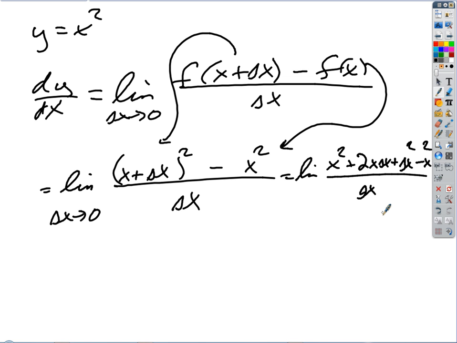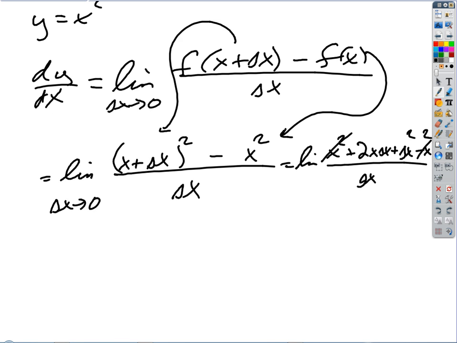On the top? The x squareds cancel. Good. Okay, we can cancel horizontally, the x squareds cancel. Those are the two naked terms, the ones that don't have delta x's in them. And then we can factor out a delta x and cancel, right? And that's kind of the way it typically works out.